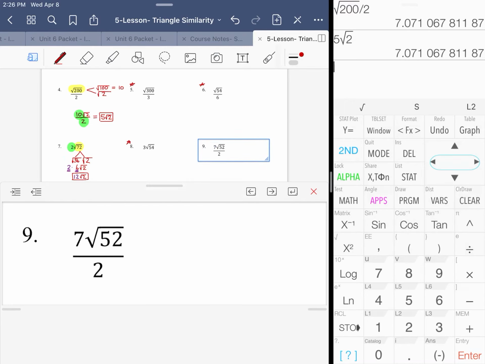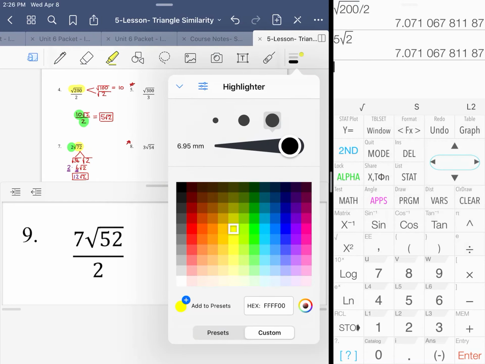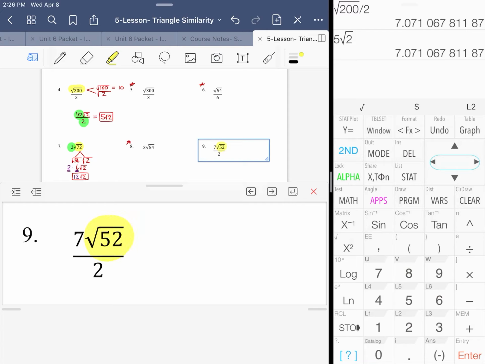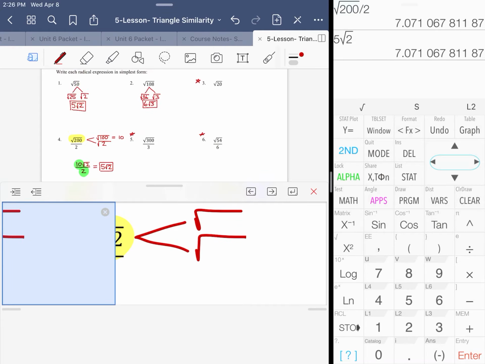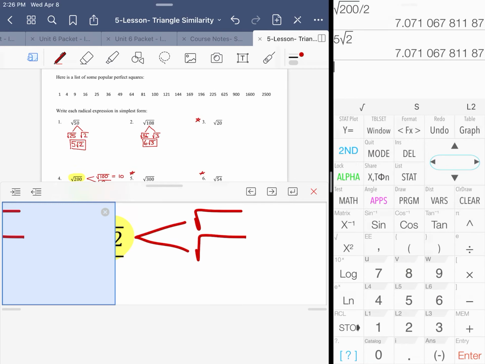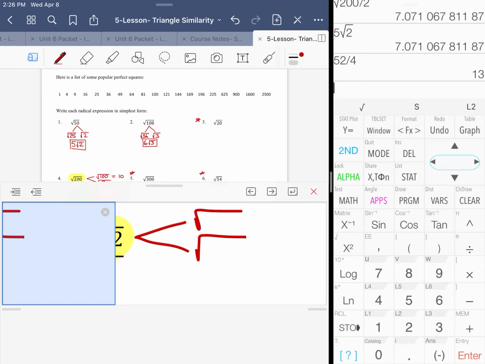The last one, number 9, is really no more difficult. It looks a little bit more intimidating because we have a fraction surrounding it. 52 is going to be the product of something and something else. So I go to my list. Does 1 go into 52? Sure. Is it helpful? I don't think so. Definitely not. How about 4? 52 divided by 4 is 13. Well, 13 is a prime number.